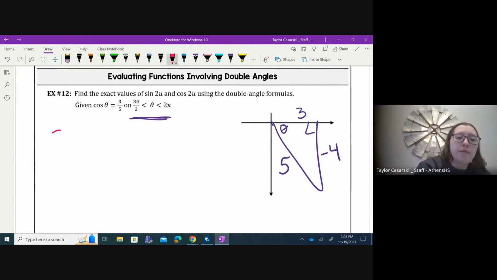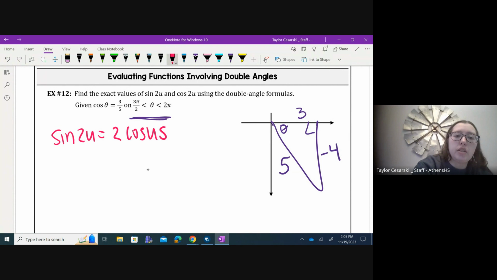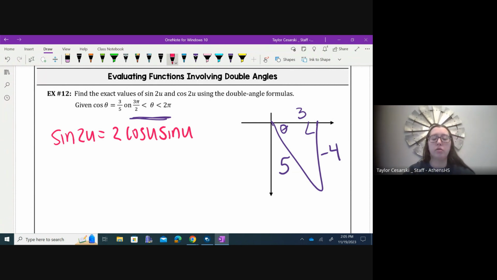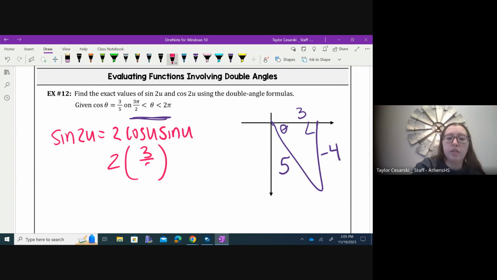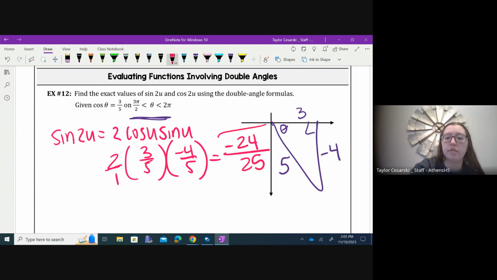All right, so if I'm finding sine of 2u, that's the same as 2 cosine u sine u, or 2 sine cosine, doesn't matter. So when I plug in, cosine of u is 3/5, sine of u is negative 4/5, adjacent over hypotenuse and opposite over hypotenuse. I can multiply straight across. So 2 times 3 is 6, times negative 4 is negative 24 over 25.